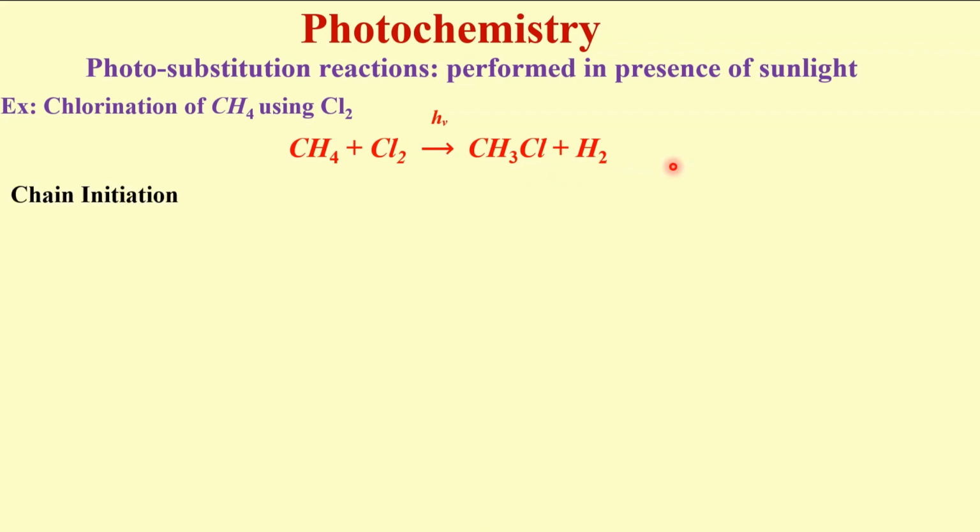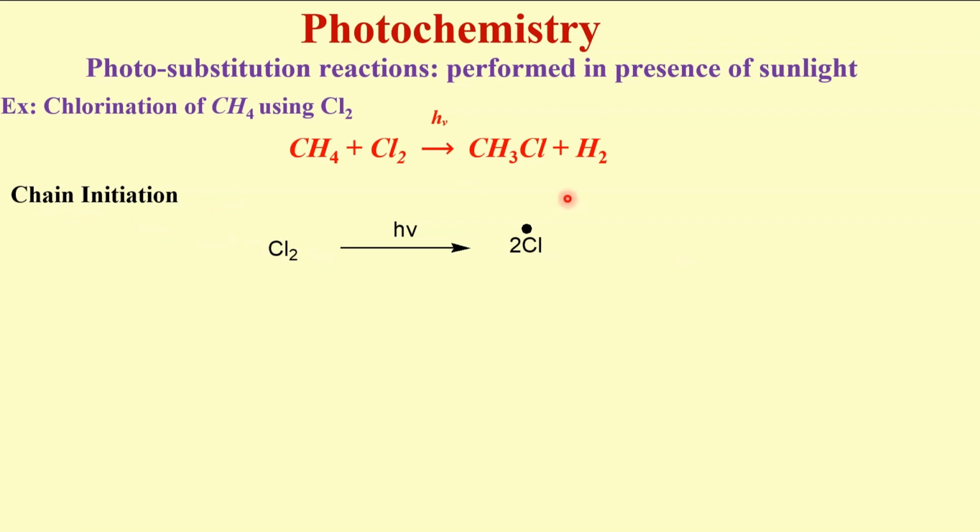The chlorine absorbs the light energy, it gets excited, and homolytic cleavage of the chlorine bond occurs and it gives rise to two chlorine radicals. This is the starting point, the initiation for the reaction to occur. Thus, it is named as chain initiation.